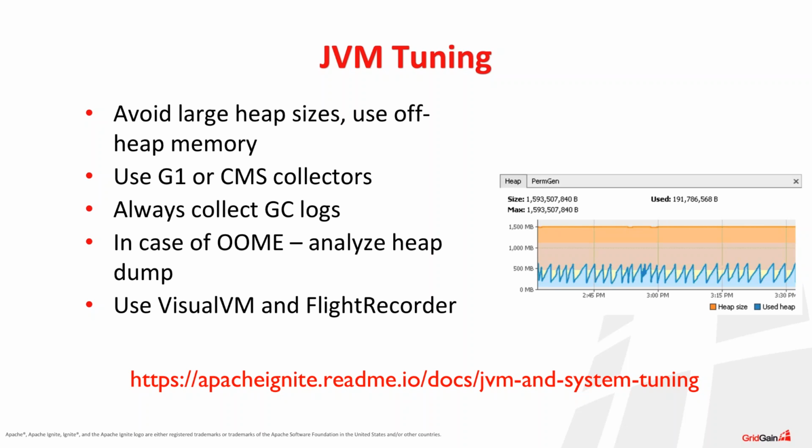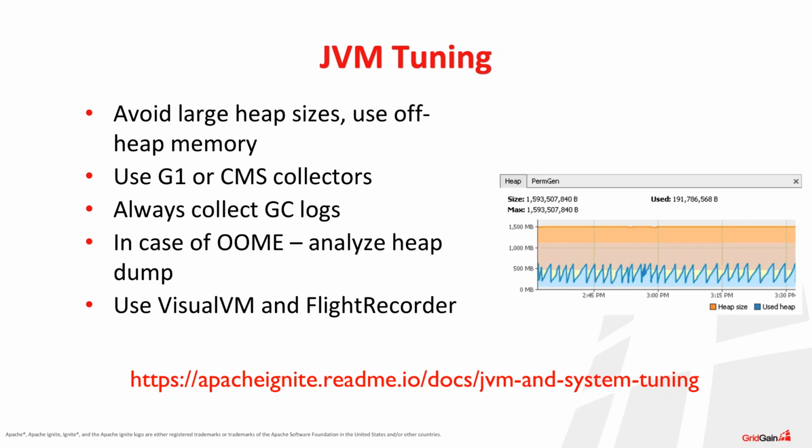Another advice is to always collect GC, garbage collection, logs. I would recommend enabling them in all your environments. So if something happens, you always have enough information to analyze what actually happened. Because there is a frequent situation when you already had a GC issue, but you don't have any logs and you don't have any idea about what actually happened and what to do with that. If you have GC logs enabled in advance, you don't have this problem.